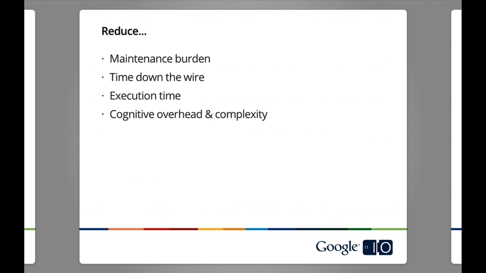Another way to think about it is that you reduce time down the wire. One of the great things about the web platform is you have this enormous reach. Anyone with an internet connection on any number of devices can get your app. But they also have to be shipped down the wire. So if you're shipping down an entire encyclopedia, that's going to take time. But if you can be succinct, if you can just ship down your short story, you can get to your users much faster. Another way, of course, is execution time.